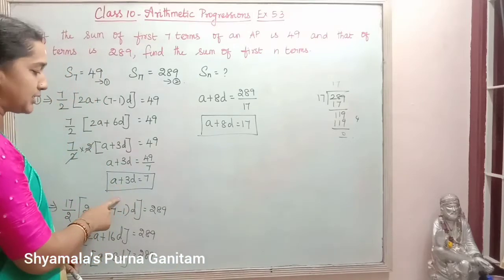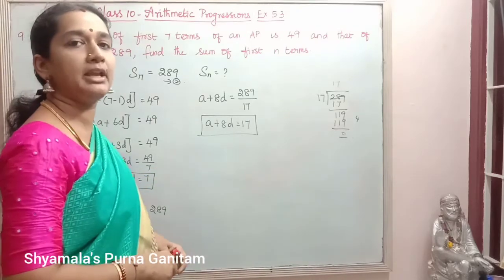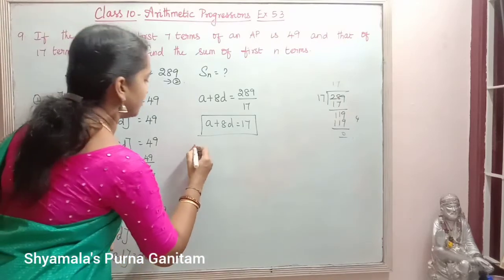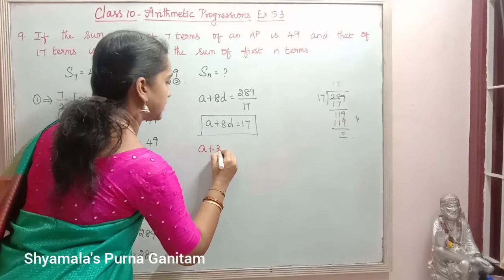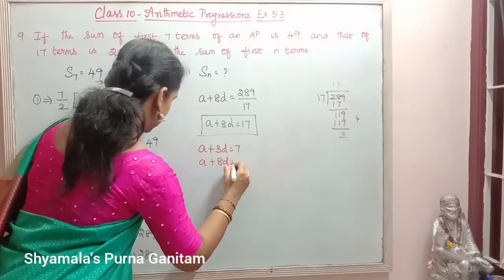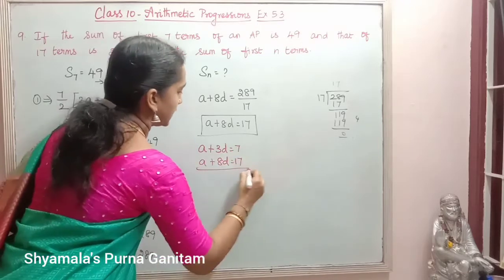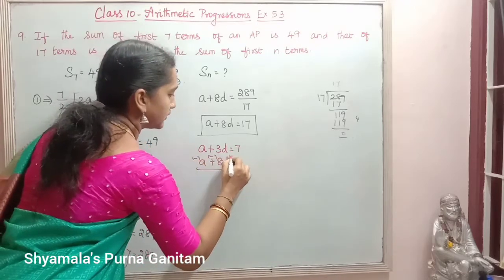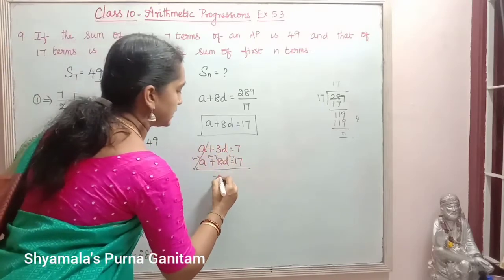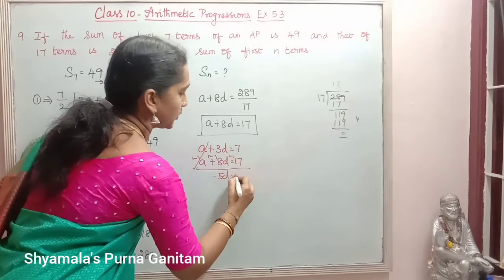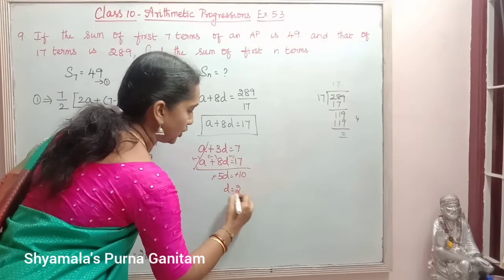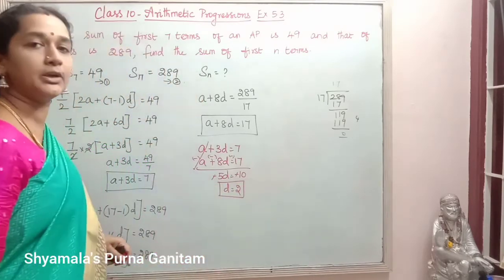So the first one is a plus 3d is equal to 7, then a plus 8d is equal to 17. We will simplify both of these. If we subtract both, a will get cancelled. So 3 minus 8 is minus 5d is equal to minus 10. The minus will get cancelled, so d is equal to 2. So the d value is equal to 2.